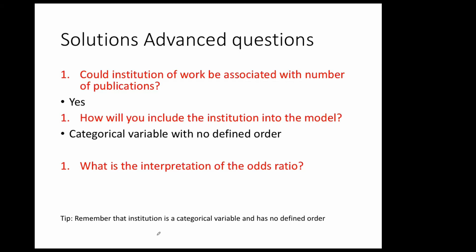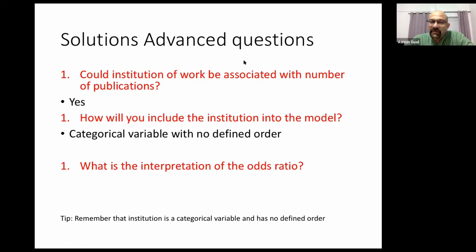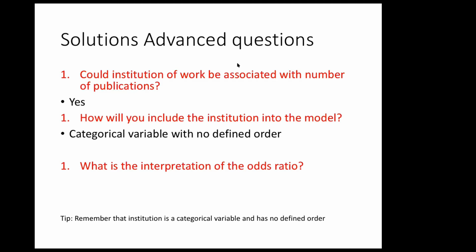Nishant here. So I was thinking if this requires multinomial logistic regression instead of binomial. But our dependent variable is only one. We are only interested in more than 10 publications or less than 10 publications. So we will stick to binomial regression.